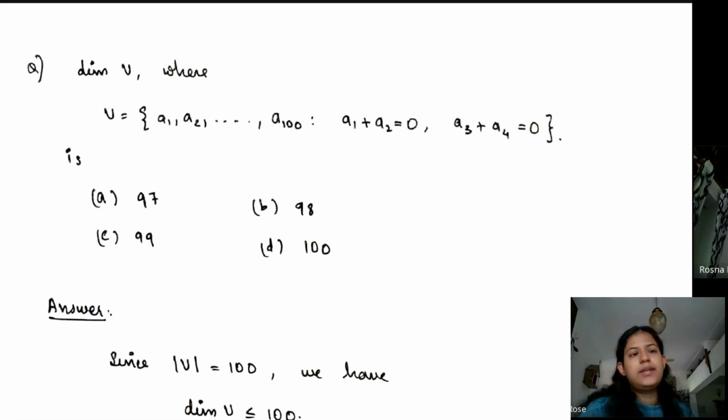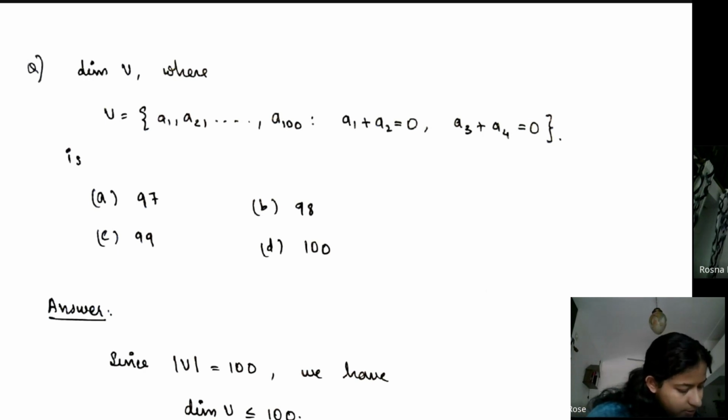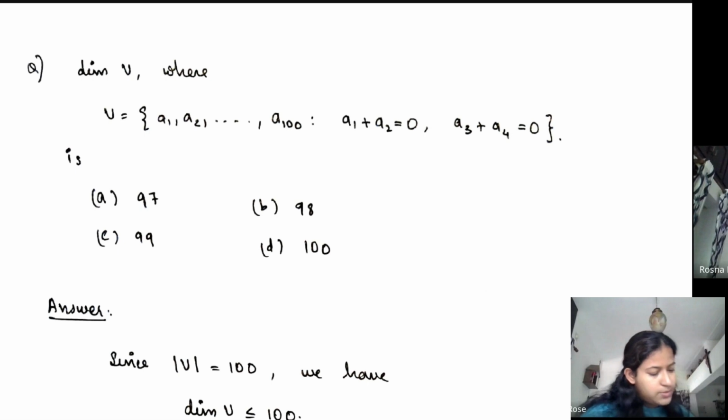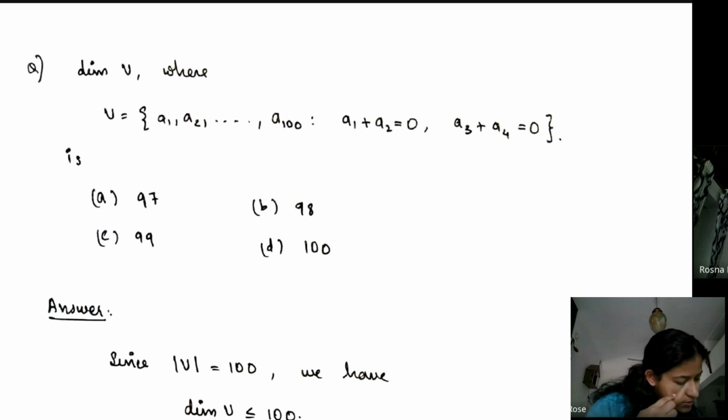So the next question is: what is the dimension of a vector space V spanned by the elements A1, A2 up to A100, such that A1 plus A2 equals 0 and A3 plus A4 equals 0? The options are that the dimension is 97, 98, 99, or 100. I think this is a very easy question. Okay, I'm getting answers very fast. Most of you are saying option B, which is 98. I think you already understood this part.